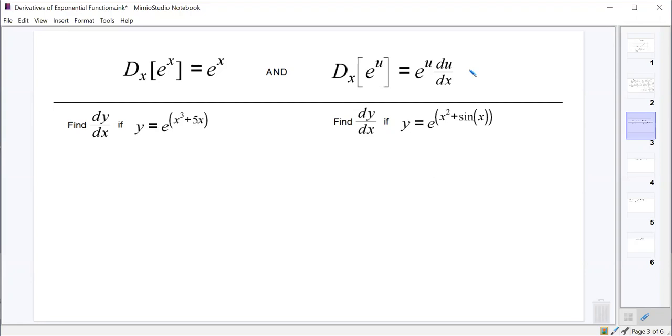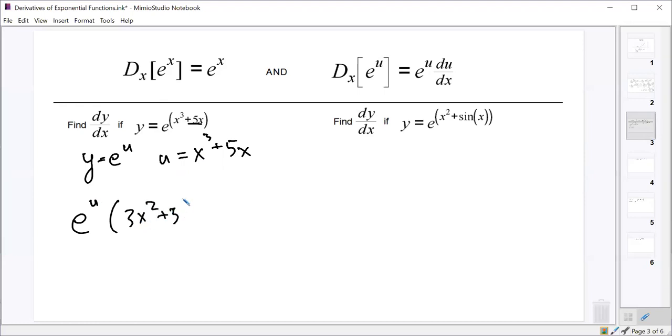So let's do a couple of these real quick. It should be pretty easy. This is y equals e to the u, right? So we can say y equals e to the u with u equal to x cubed plus 5x, which should give us a derivative of e to the u, times the derivative of u, which is 3x squared plus 5. So our answer should be e to the x cubed plus 5x, all times 3x squared plus 5. Everybody good with that or no? Yeah.